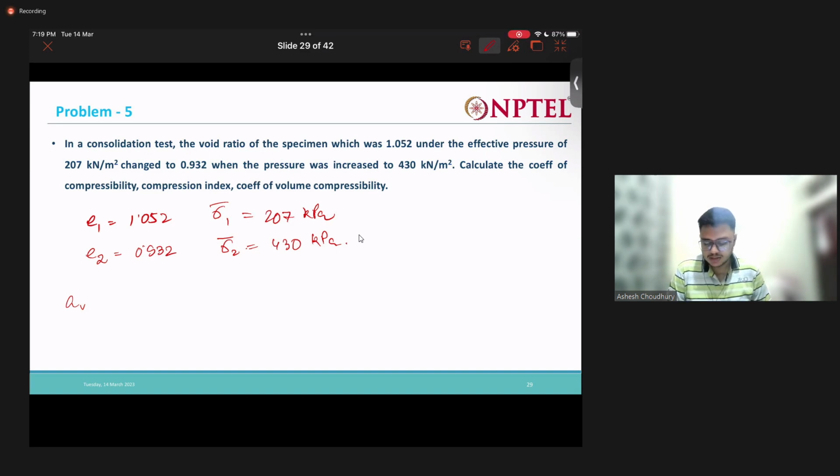Void ratio versus... yeah. So the coefficient of compressibility is actually the slope of my void ratio versus the pressure curve, or the effective stress curve, right? So it will be equal to delta e by delta sigma. So just put the values. What is my delta e? 1.052 minus.